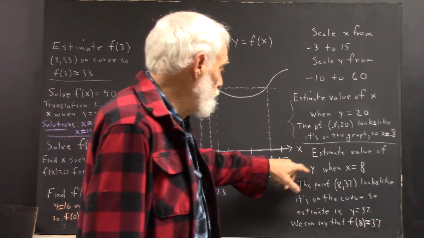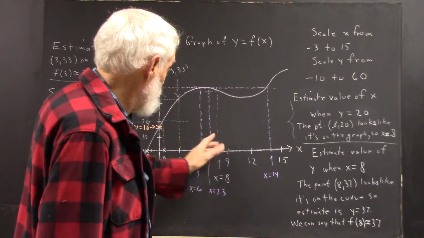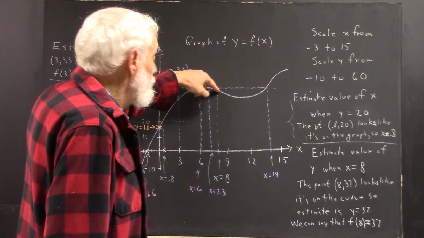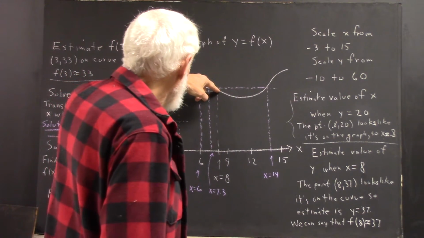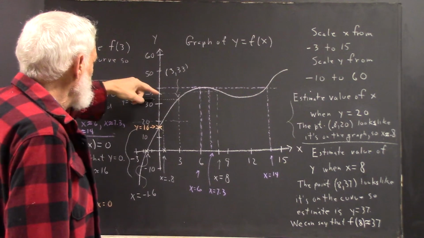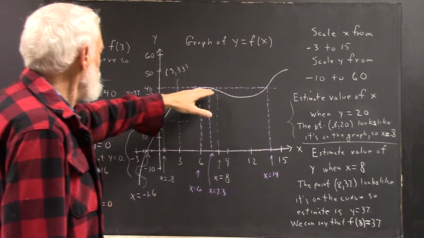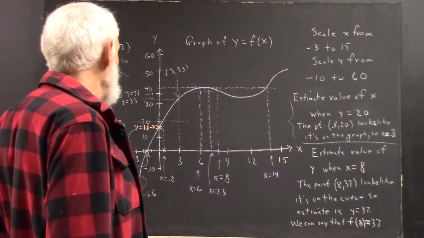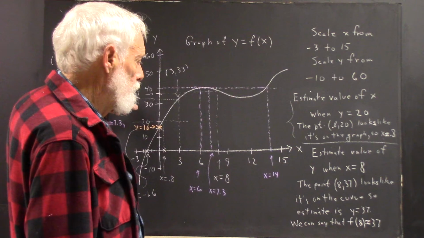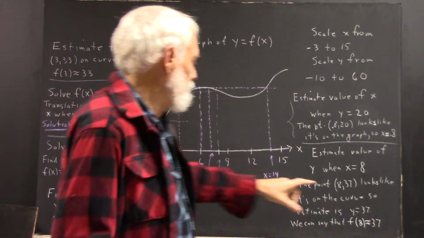We wanted to estimate the value of y when x is 8. Well, here's where x is 8. It's the x-coordinate everywhere in this vertical line, x equals 8. That line intersects the graph at this point, and we look over here and see that the y-coordinate is approximately 37. Probably should have been 38. I didn't do a very good job of making that line horizontal. But we go with the estimate 37. We're doing an estimate. We do the best we can, and having done that, we accept our estimate.